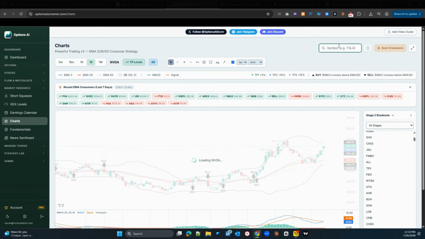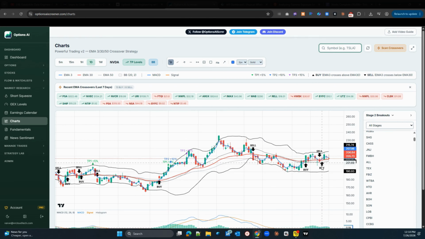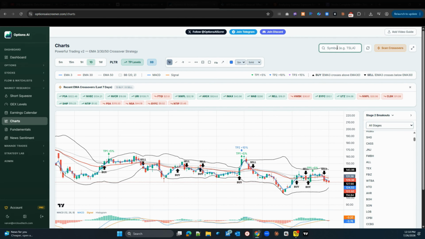You can search for any stock here and view the current trend. Let's search for Nvidia. We received a buy signal, and the stock is consolidating. Let's examine Palantir. The sell signal is not favorable. What other options do we have?